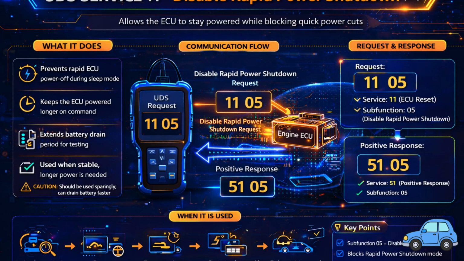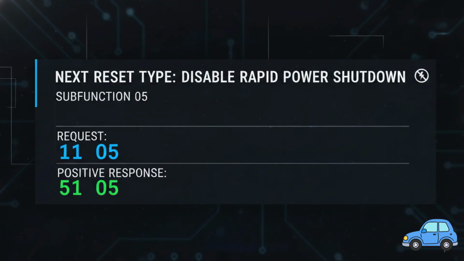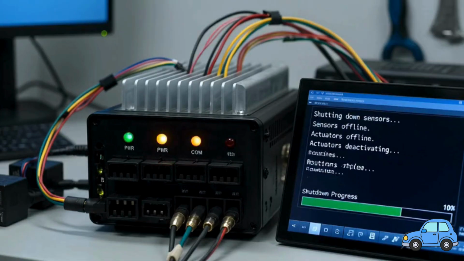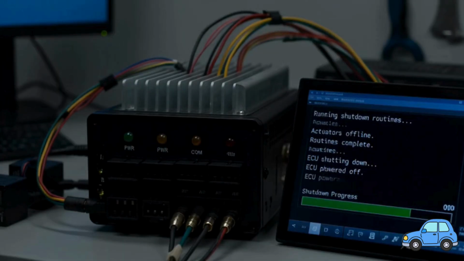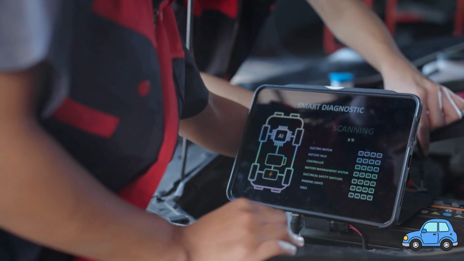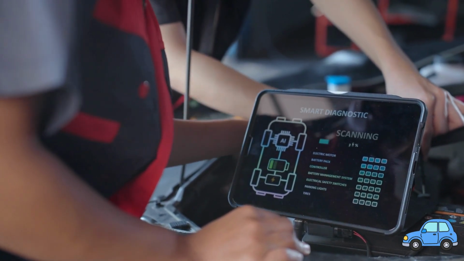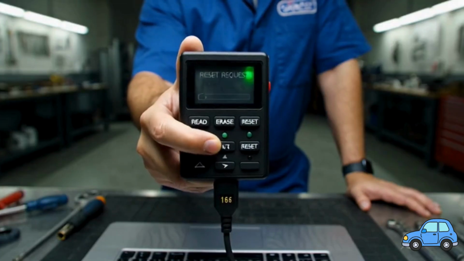The next reset type is Disable Rapid Power Shutdown, which uses subfunction 05. Request 1105. Positive response 5105. This function disables the rapid shutdown feature and returns the ECU to normal shutdown behavior. For example, after service work is complete, the ECU may no longer need fast shutdown mode.